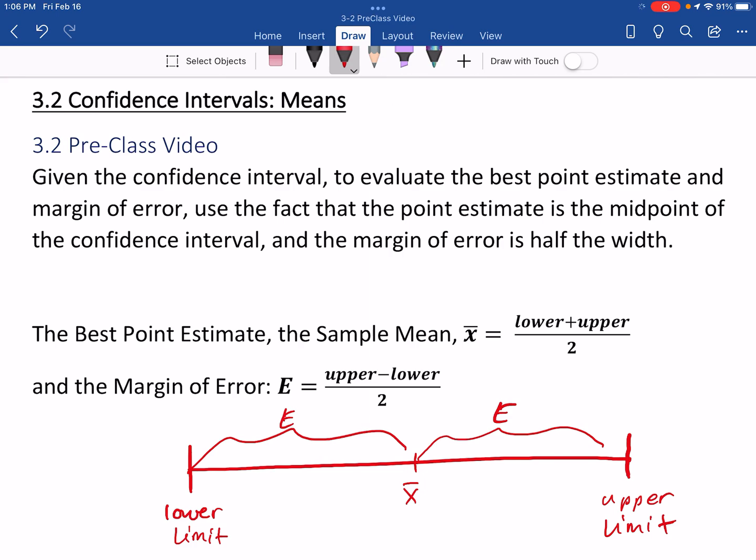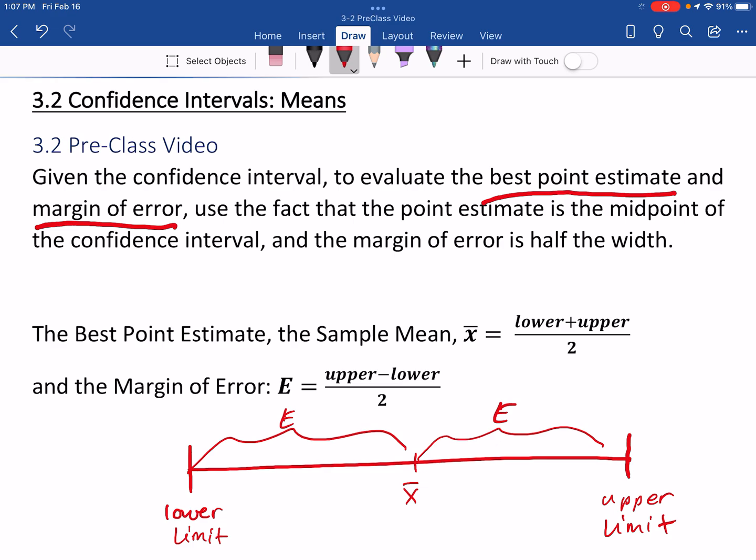Yeah. So, let's just start before class, reminding everyone about the structure of the confidence interval and how it's constructed. Okay, so we don't forget what we're doing. Excellent plan. Just like with proportions, if I'm given the confidence interval, then to evaluate the best point estimate and the margin of error, I'm going to use the fact that... Wait a minute. We're going backwards here. We're going to get the interval and figure out what the sample mean was, and what the margin of error was.